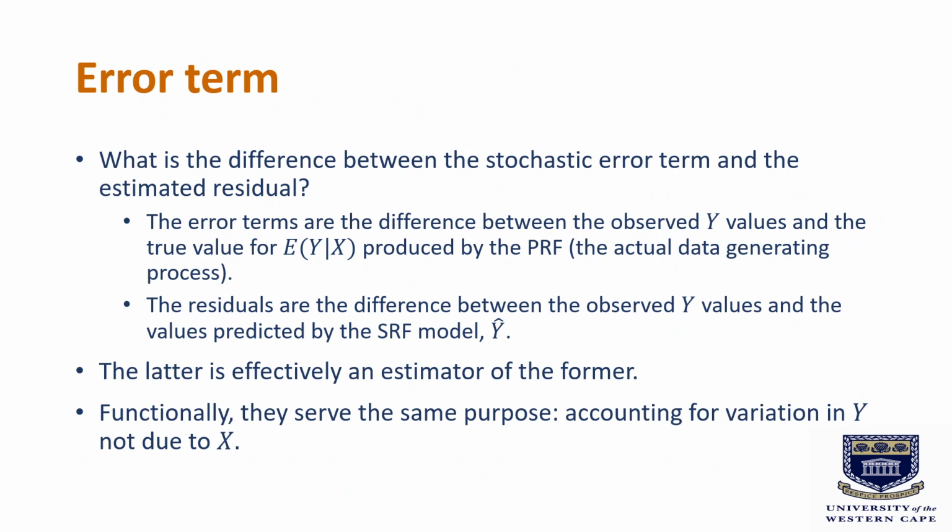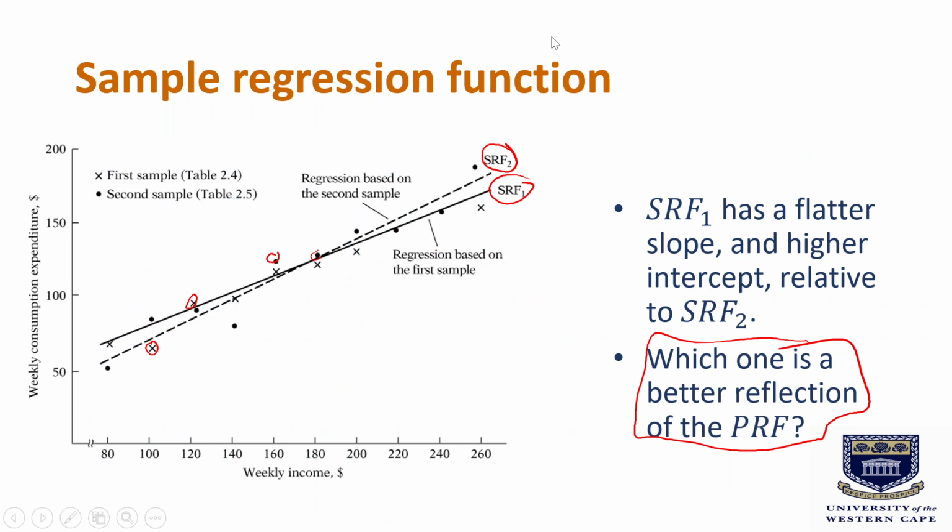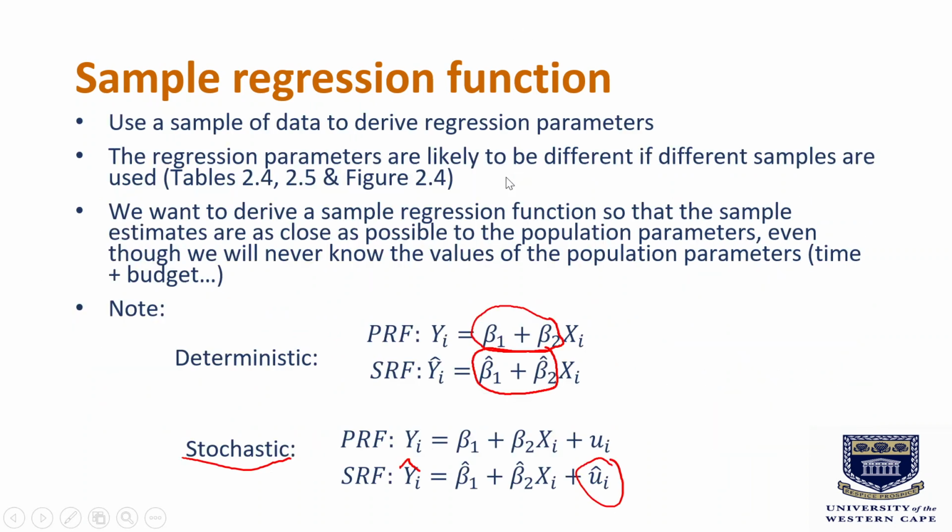Alright, so what's the difference between the stochastic error term and the estimated residual, which is the term for u hat over here? I should have made that clear. We call this the residual in the SRF situation, whereas for the PRF, we call this the error term. Just a bit of nomenclature to be aware of.